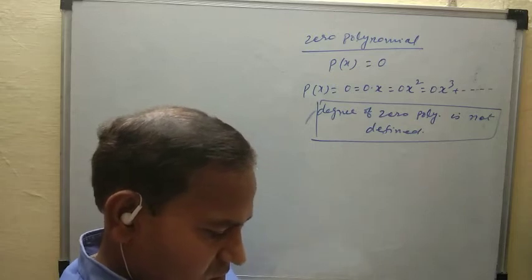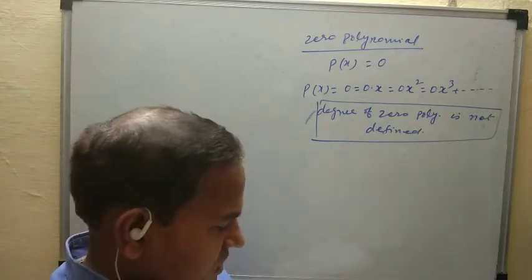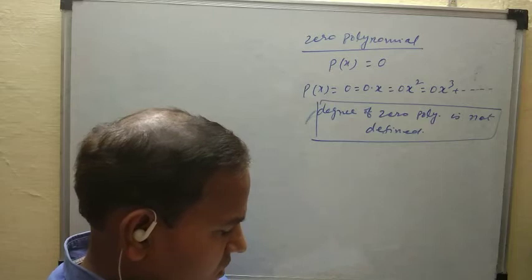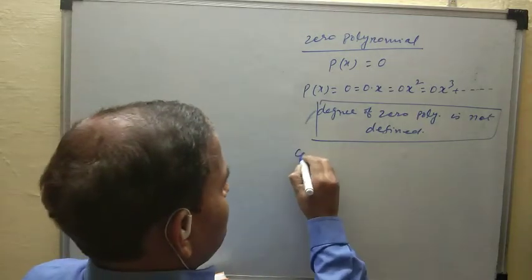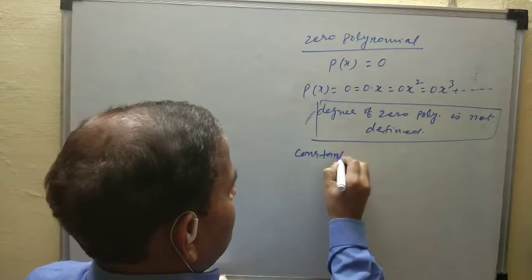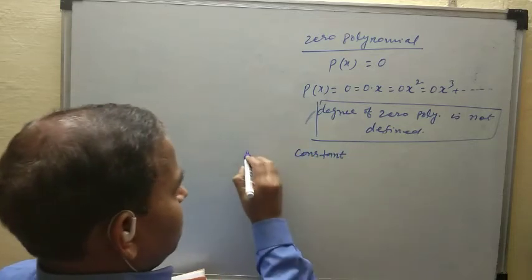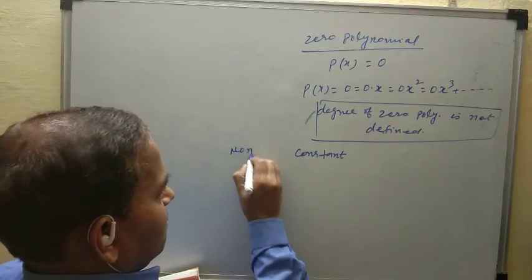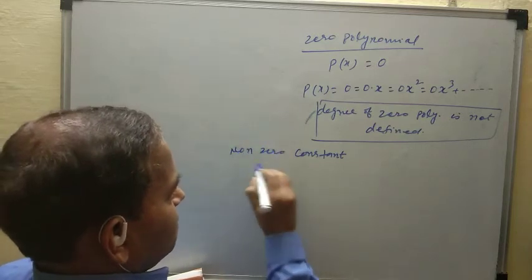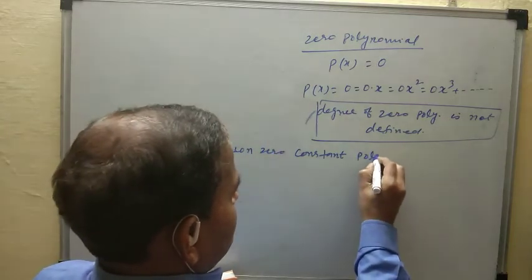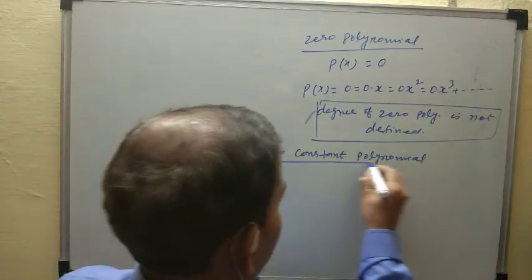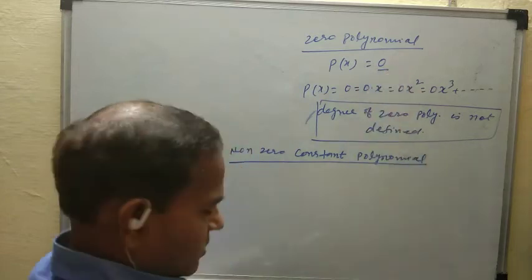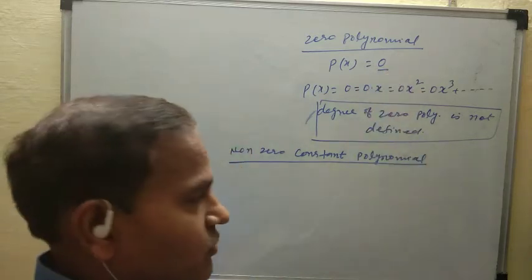Zero polynomial coefficient. Next term is the degree of non-zero constant polynomial. Next, non-zero constant polynomial. This is also a constant, but here it is a non-zero constant.